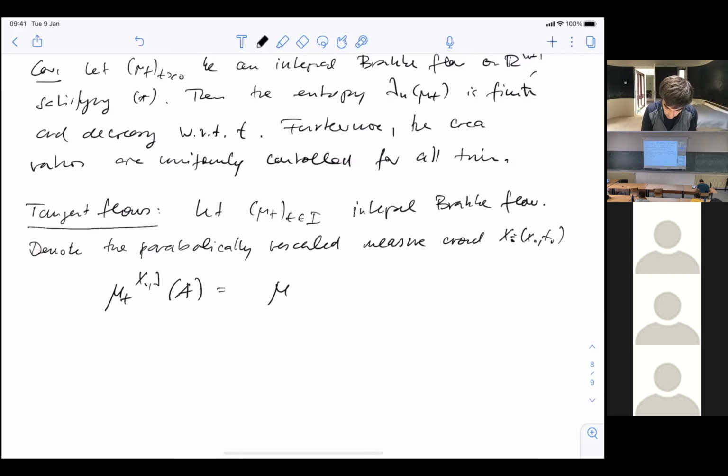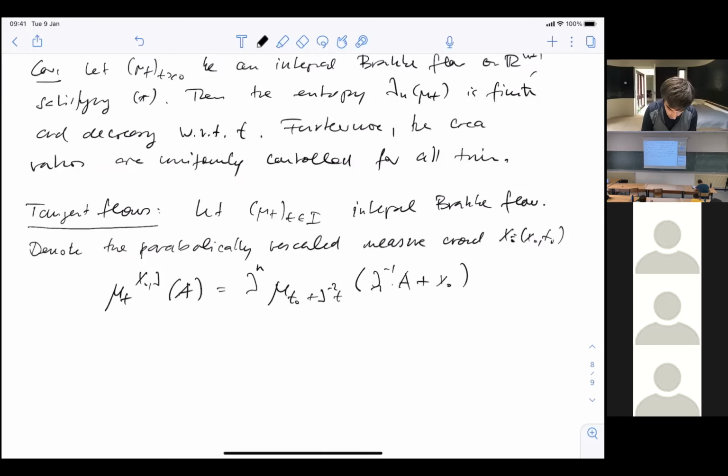We take mu at t0 plus lambda to the minus 2 t. So we shift time t0 to time 1, and we scale time by a factor lambda squared. Now we scale space by a factor lambda, so we have to change the argument by lambda inverse. We shift the origin to x0, and since these are measures, we still have to scale the measure by lambda to the n.